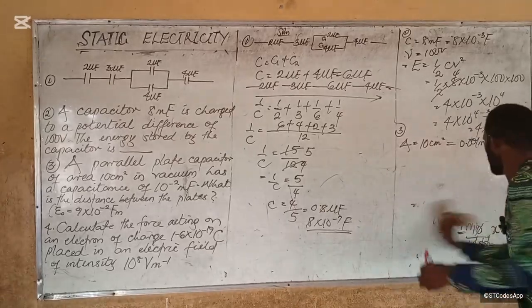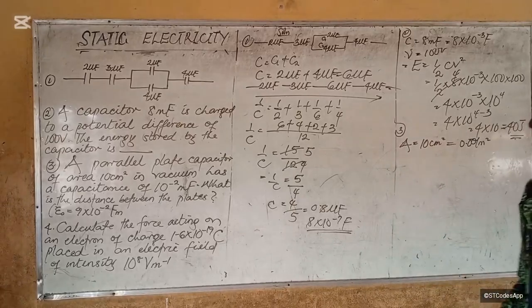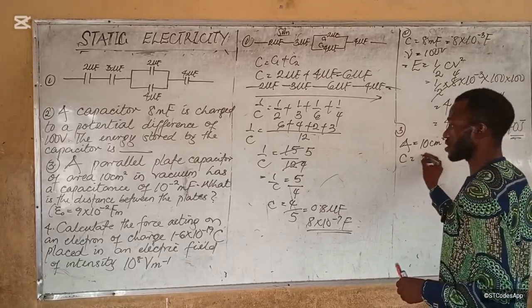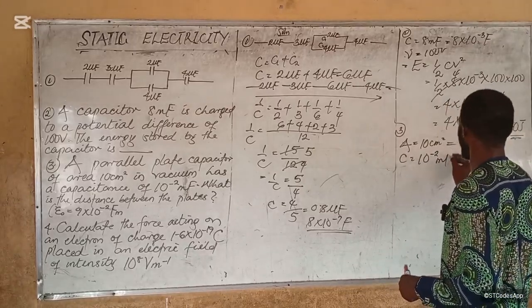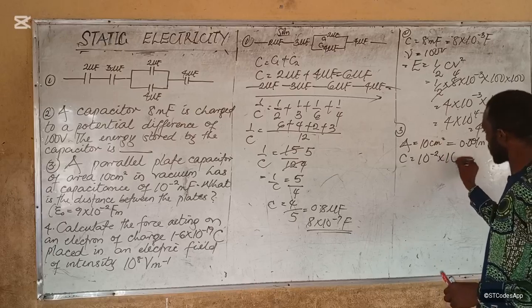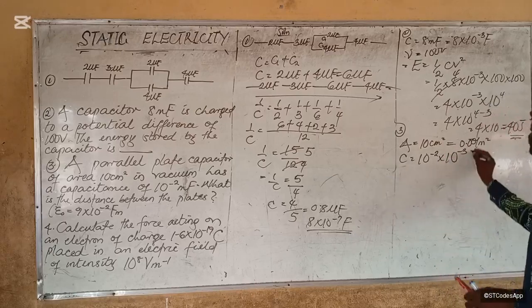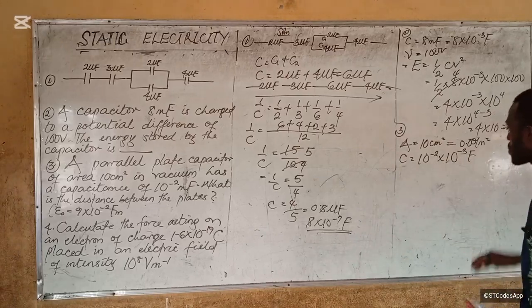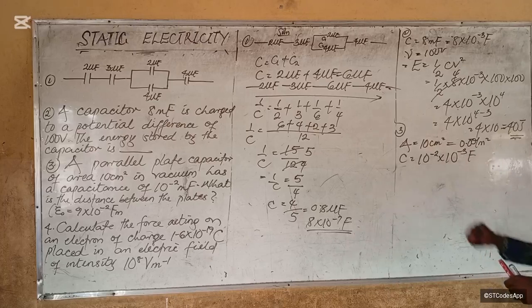So the question after that says that in a vacuum, has the capacitance of that? The capacitance is 10 raised to the power minus 2 millifarad. 10 raised to the power minus 2 millifarad means 10 raised to the power minus 2 times 10 raised to the power minus 3 farad. Don't confuse it. Don't say 10, 10. It shouldn't confuse you. This times 10 raised to the power minus 2 millifarad.